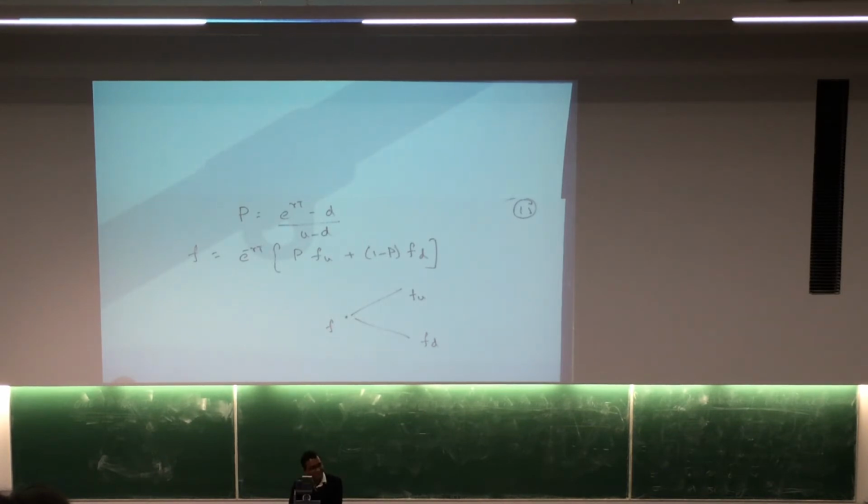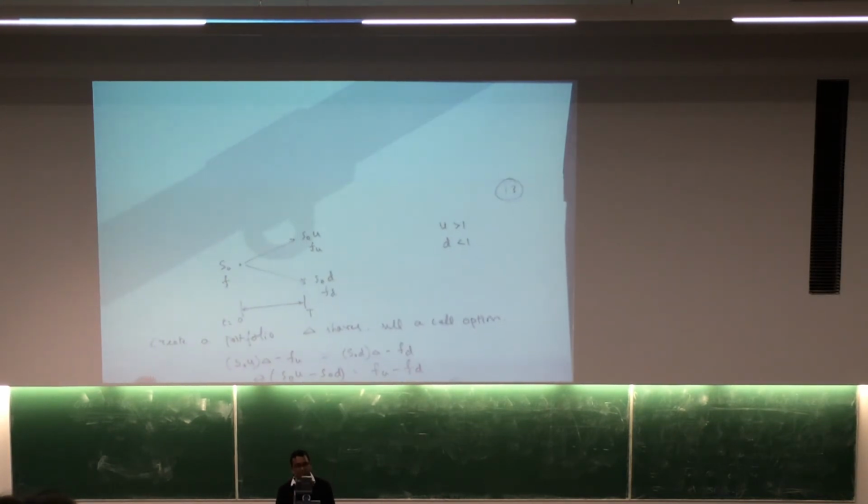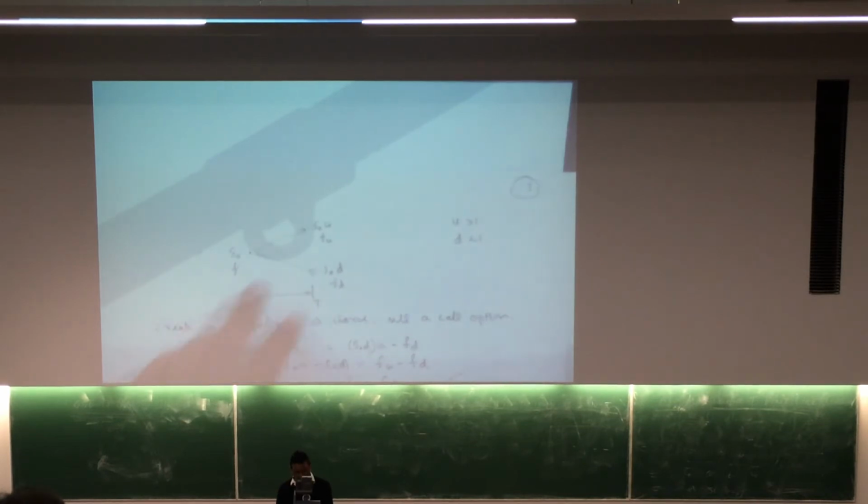How many of you followed? Good. That is the only complicated step in the binomial tree case. That must be easy. I hope you don't have any issues with this. Did you understand this?